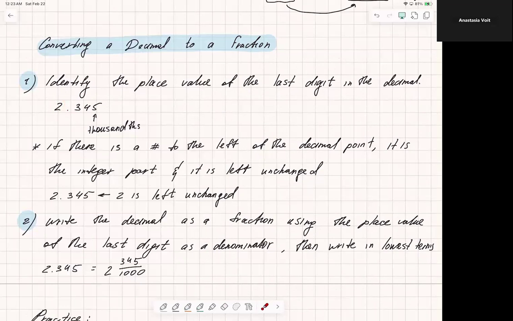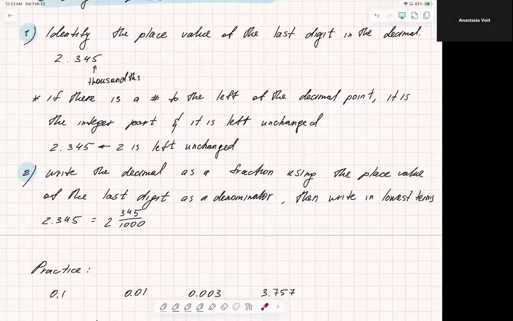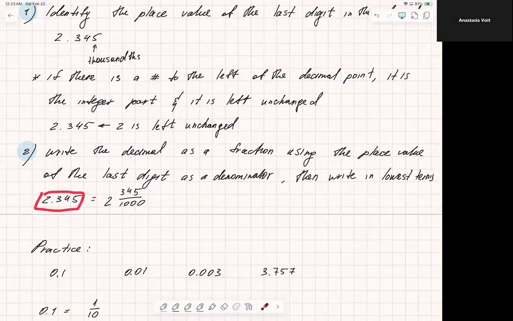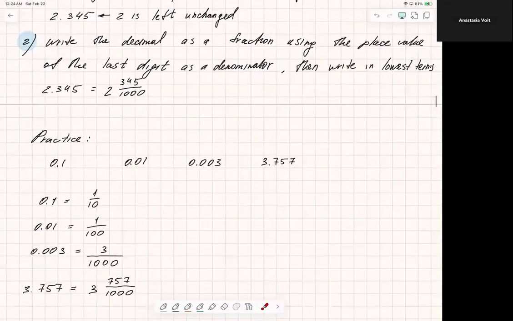Now, second step, we will write the decimal as a fraction using the place value of the last digit as a denominator, and then write the fraction in the lowest terms. So in this case, we have 2.345, right? So 5 is at the thousandths place. So that means that in the denominator we have 1,000. In the numerator we have 345. And then we can reduce it, well, at least by 5 from what I can see, but we'll just keep it like that. So let's do practice problems.